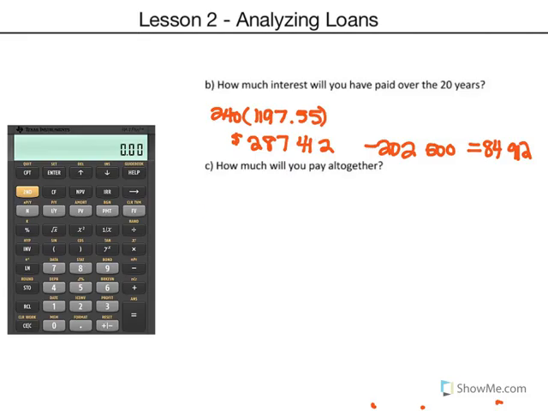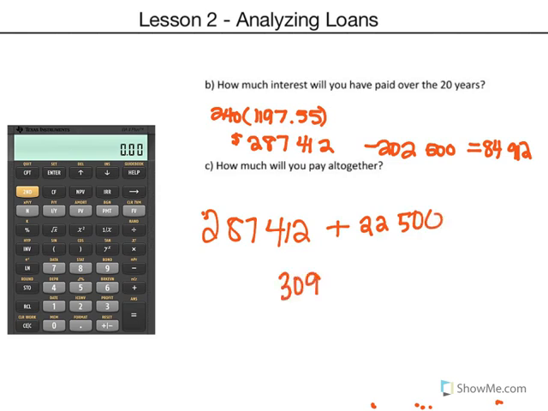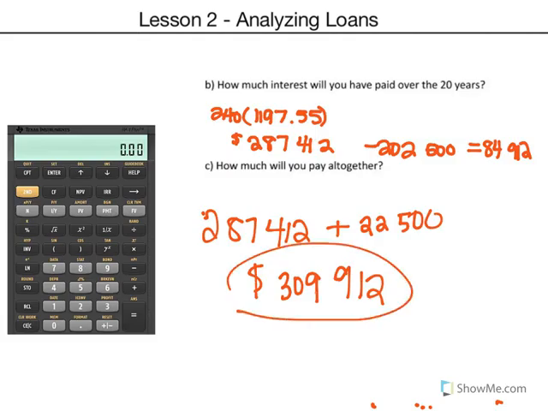And how much did he pay altogether? So we know that Thor paid $287,412 altogether. But he also paid a down payment of $22,500. So altogether, Thor paid $309,912. So that's how much he ended up paying for the house. And that's different from the original purchase price of $225,000.